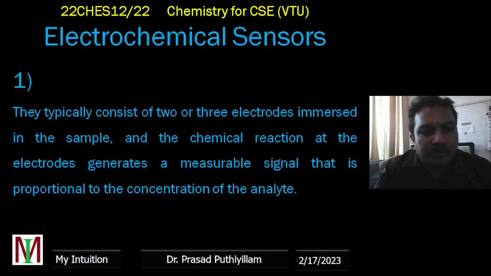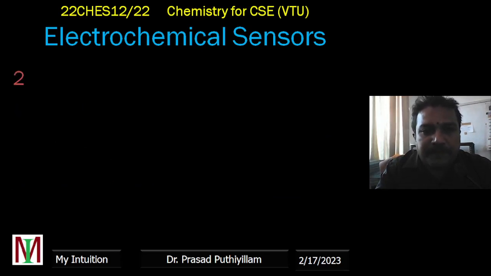Usually a minimum of 2 electrodes are there. Sometimes a third reference electrode will also be used. Of the 2 electrodes, one acts as the anode or cathode, and the third one as a reference electrode. So a minimum of 2 or 3 electrodes are used in an electrochemical sensor. There are different types of electrochemical sensors that will come in the next slide. The signal generated in the sensing device is directly proportional to the concentration of the analyte, that is, the concentration of the solution.